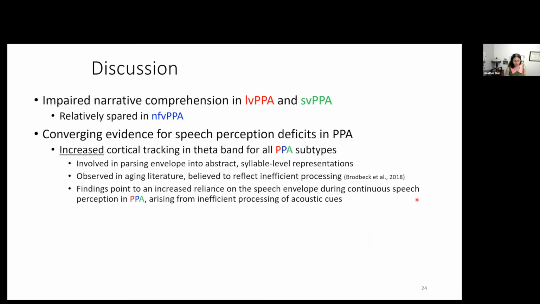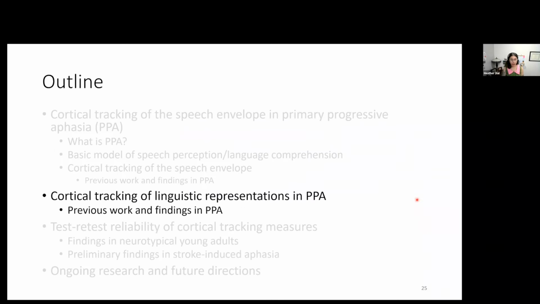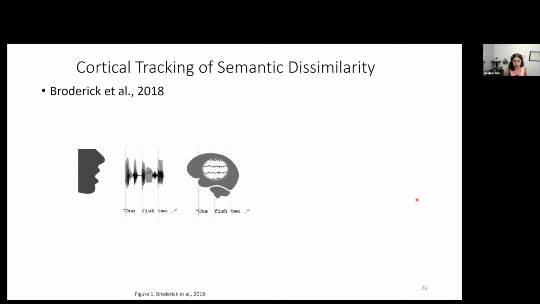Now, to be clear, we're just looking at the envelope here, and actually you can use the cortical tracking approach to look at linguistic representations as well. And so maybe we'll see something more in the linguistic representations to explain what's going on in terms of their perception and comprehension of this continuous narrative. I'm going to shift gears now to talking about cortical tracking of semantic dissimilarity first, because this is where a lot of the research has been focused in the literature.